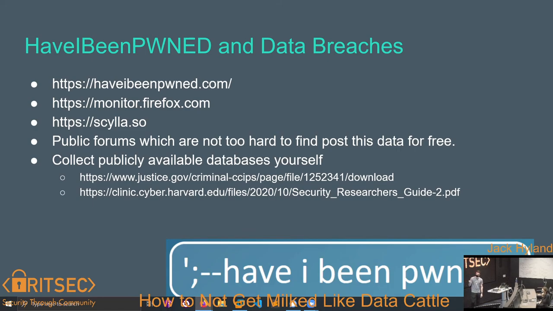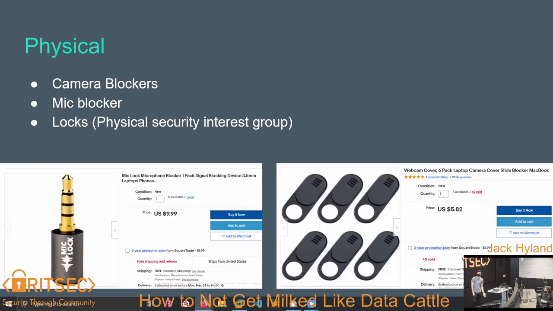Cilia.so is a kind of borderline ethical site which queries all this data. It collects all of it, indexes all of it, and then puts it up for free for anybody to search. It's kind of like Have I Been Pwned, but it shows you the data. So, yeah. It's down right now, but it'll be up apparently.